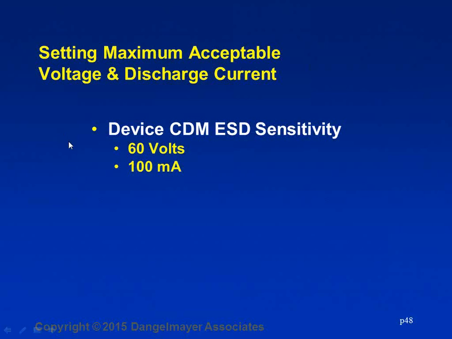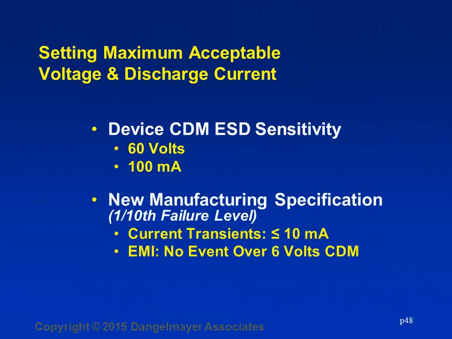So as we considered this scenario, we said, let's introduce a 10-to-1 engineering safety margin. So we artificially set requirements for all operations in this facility to a new specification that required a limit for the current and voltage of 1/10 of these failure levels. So therefore, we were dealing with a maximum discharge current transient of 10 milliamps and no ESD events in excess of 6 volts.